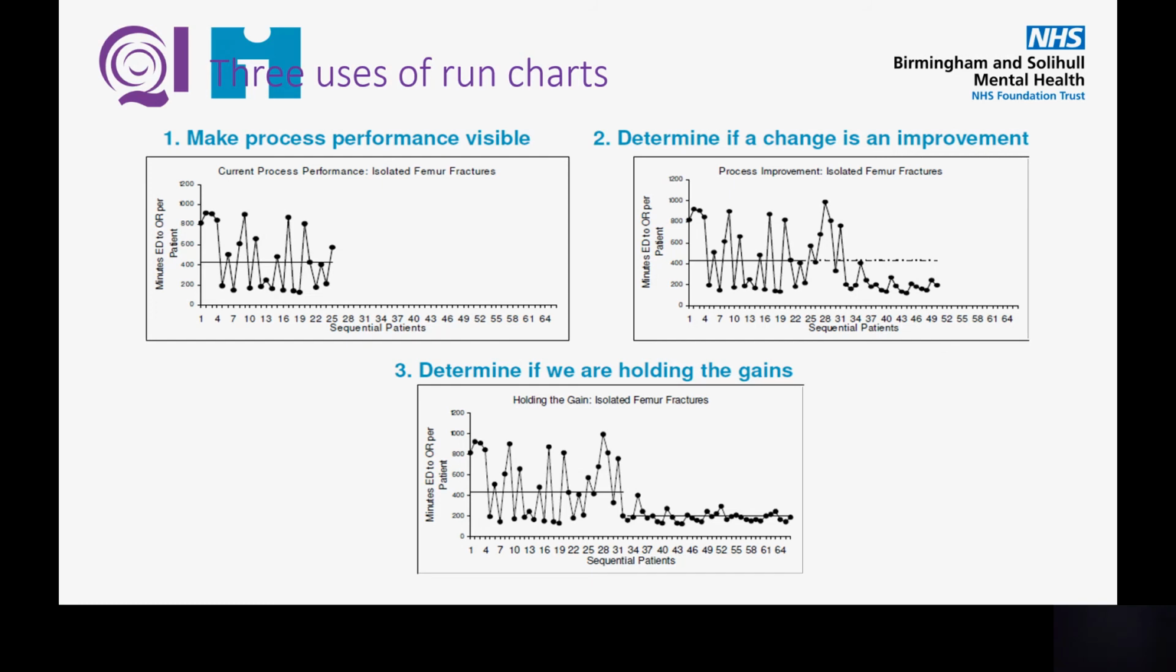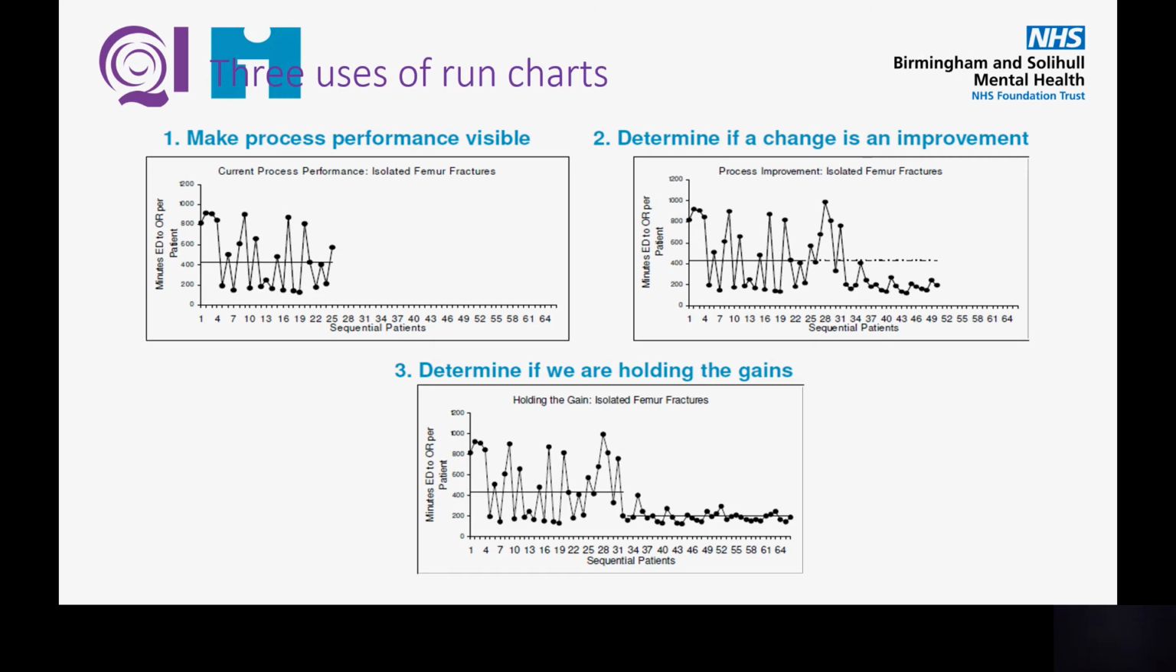There are a number of ways in which run charts can be used to support quality improvement efforts, but here are our top 3. Number 1, at the start of a quality improvement project, run charts can make the current process visible. By collecting baseline data and plotting this in a run chart, we gain an understanding of how a system is working before we make any changes to it.